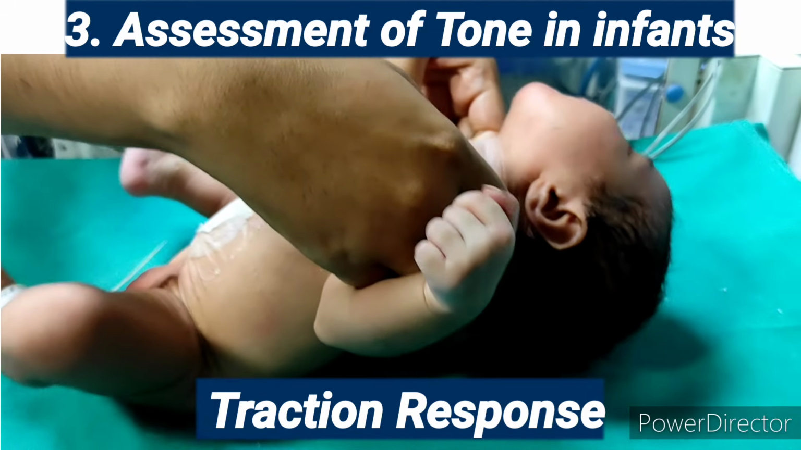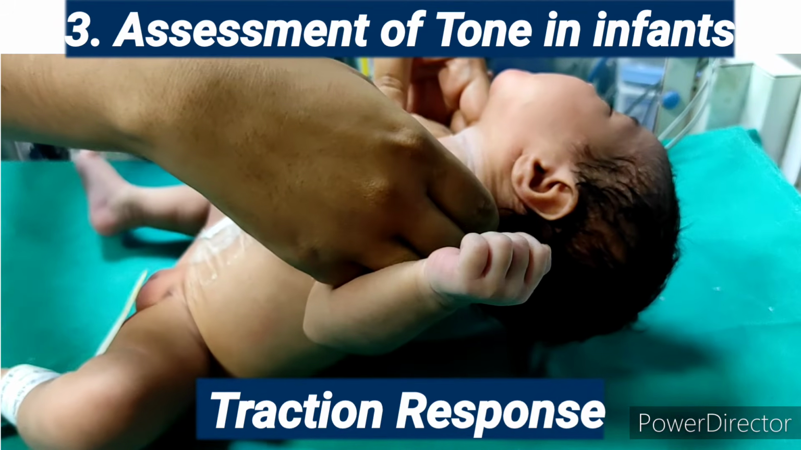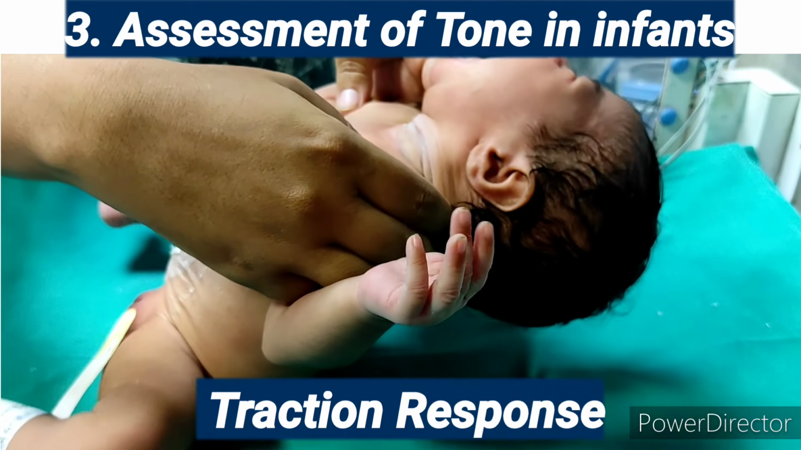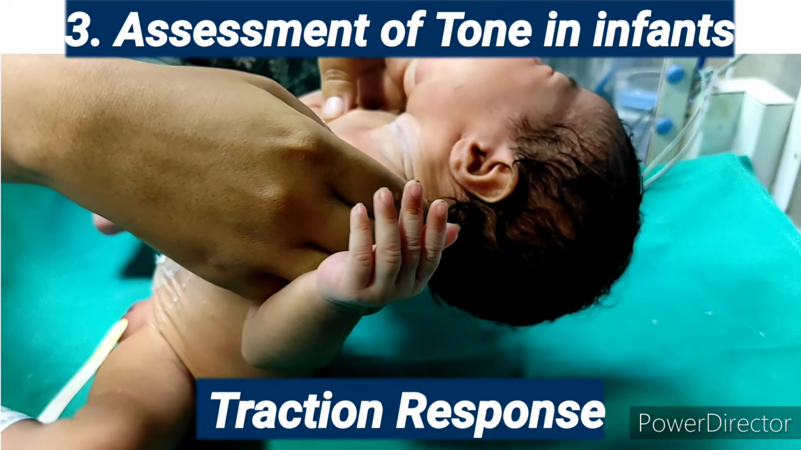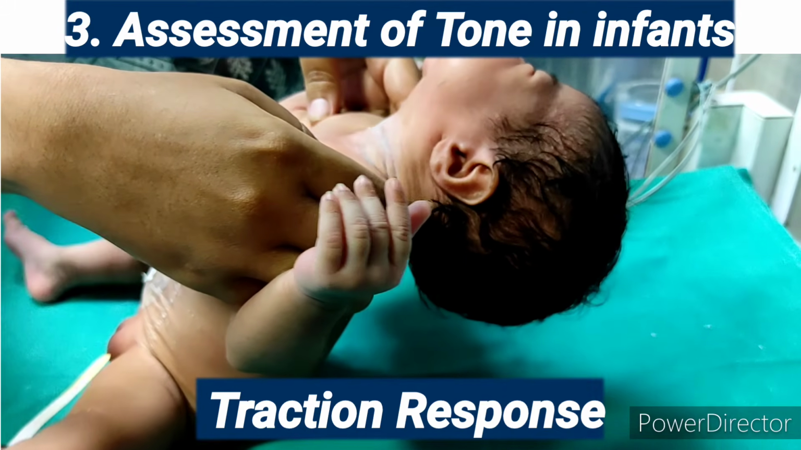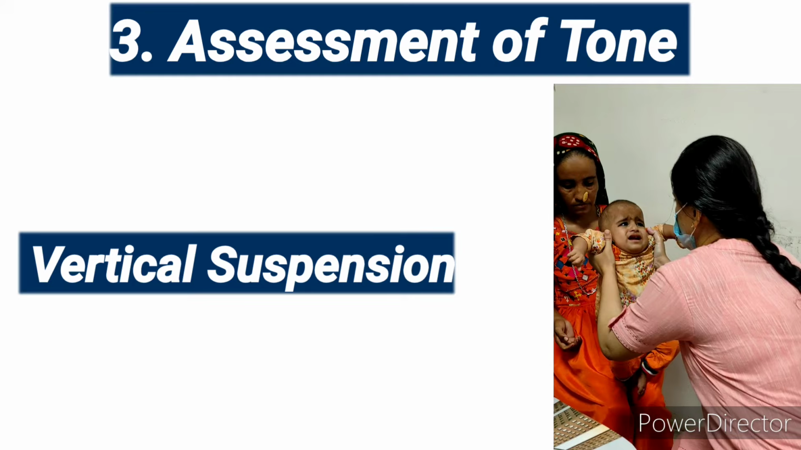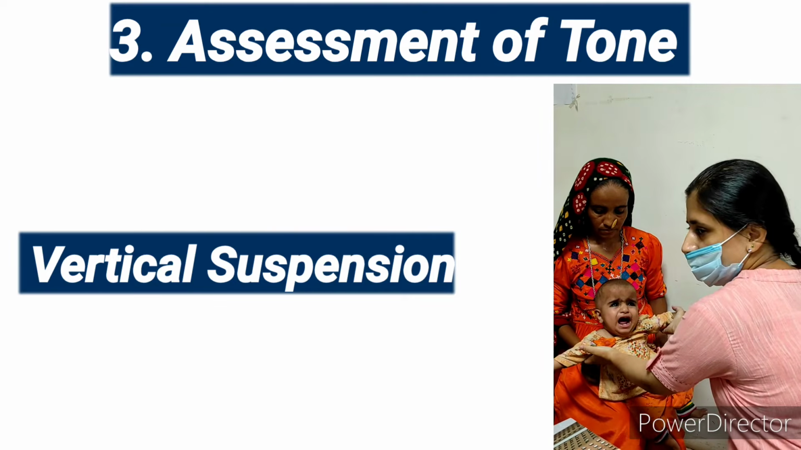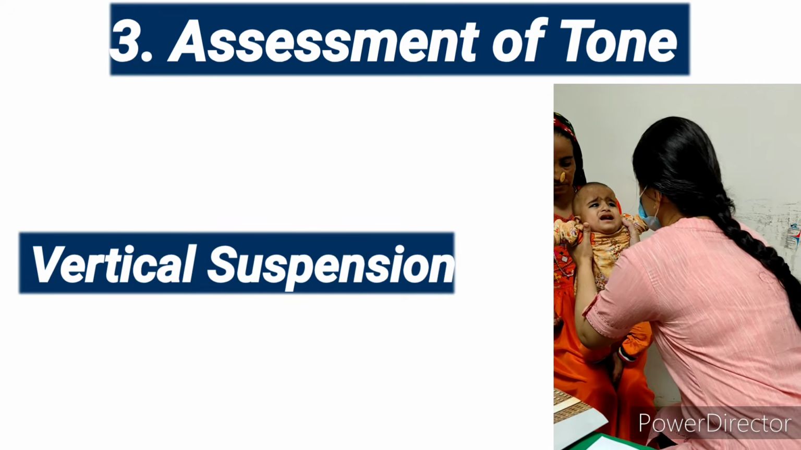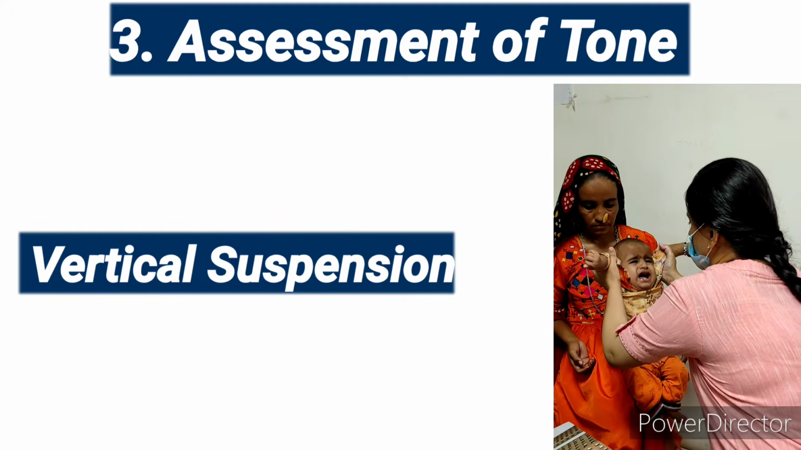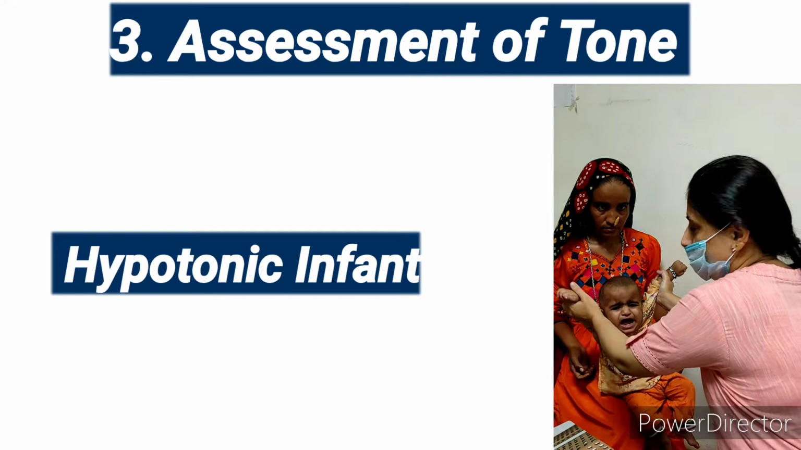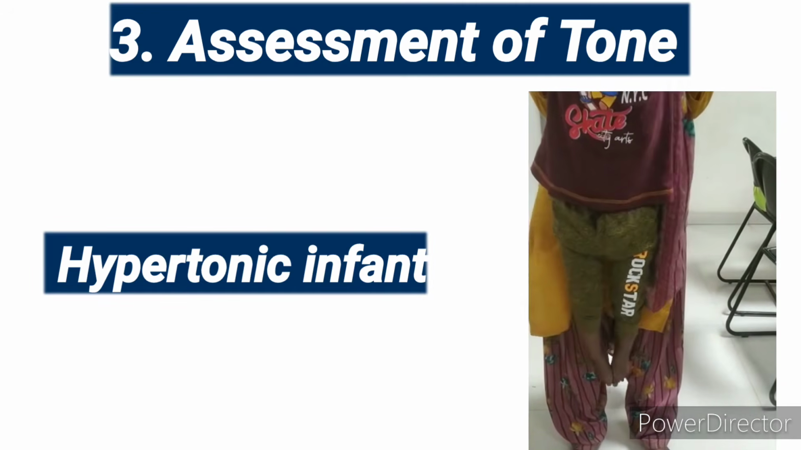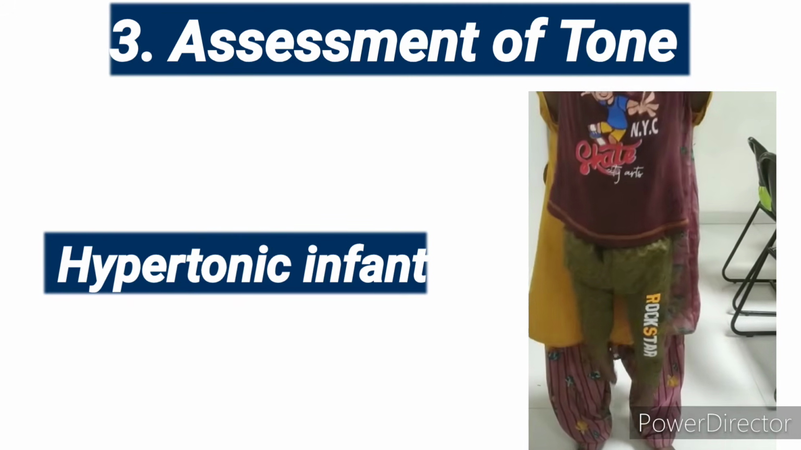In this, we have to hold the baby's shoulders with both hands, and then elevate the baby from the bed. If complete head lag is present, it means the infant is hypotonic. Then we have to hold the baby in vertical suspension. In this, we have to hold the baby vertically with both hands in the axilla. Then we have to elevate the baby. A hypotonic infant will slip through, while scissoring of the lower limbs will occur whenever there is a hypertonic child.